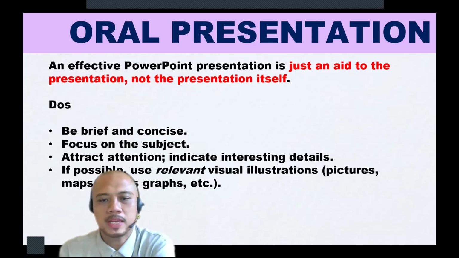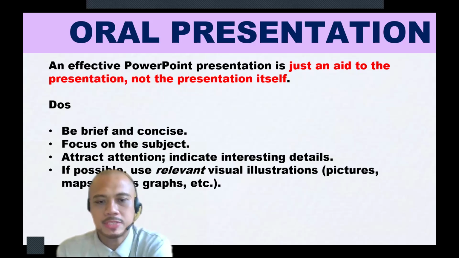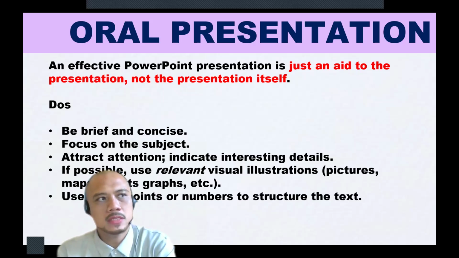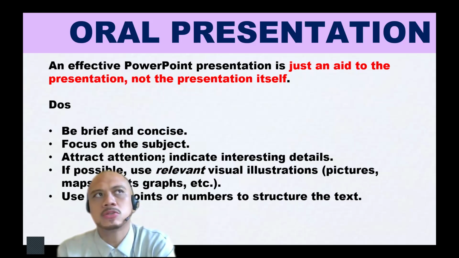If possible, use relevant visual illustrations, pictures, maps, charts, and graphs. In my case, I would go with realistic pictures, real pictures to make the story more real, and not so much with cartoonish pictures. Use bullet points or numbers to structure the text. That means if you're using bullets, you're not writing the whole text or the whole meaning of what you're talking about, but just key terms for us to remember.